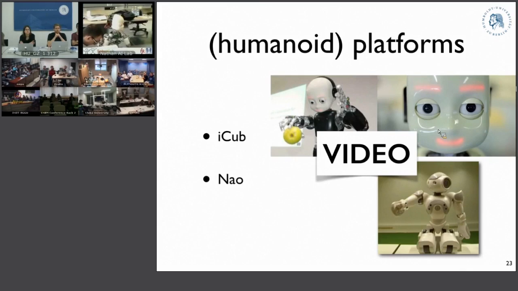So you see the robot is currently being repaired. It still expresses some interesting behavior.